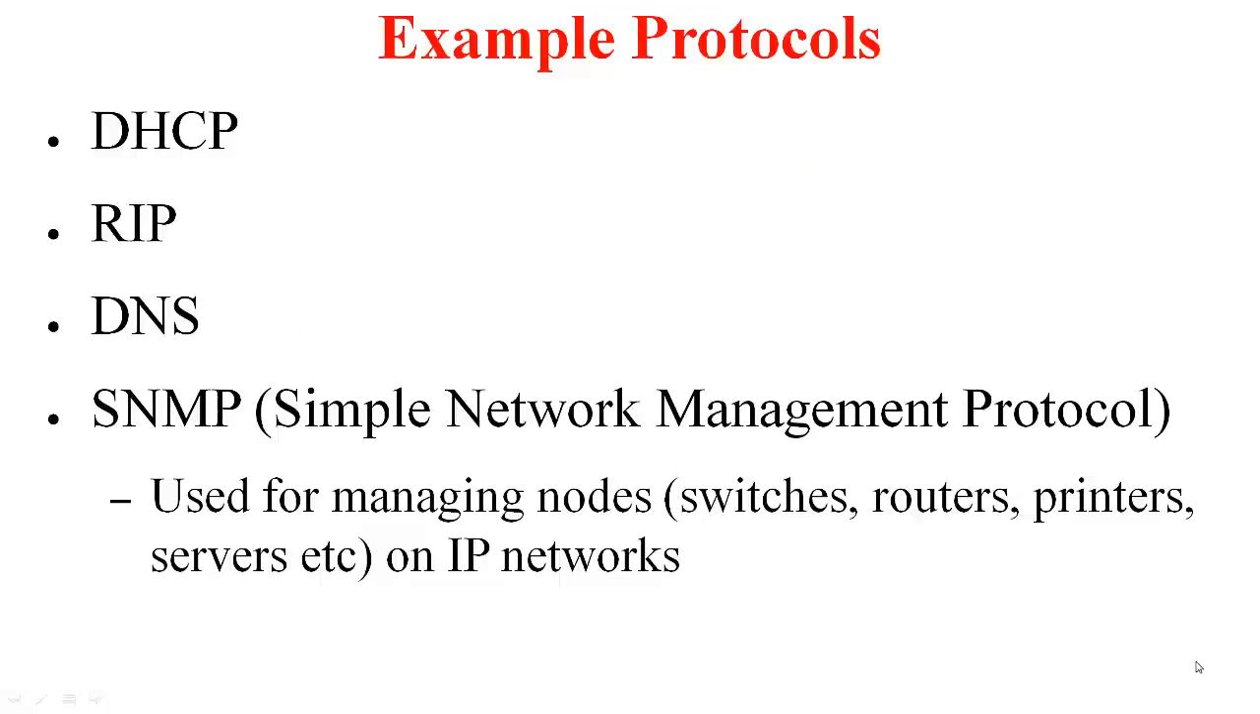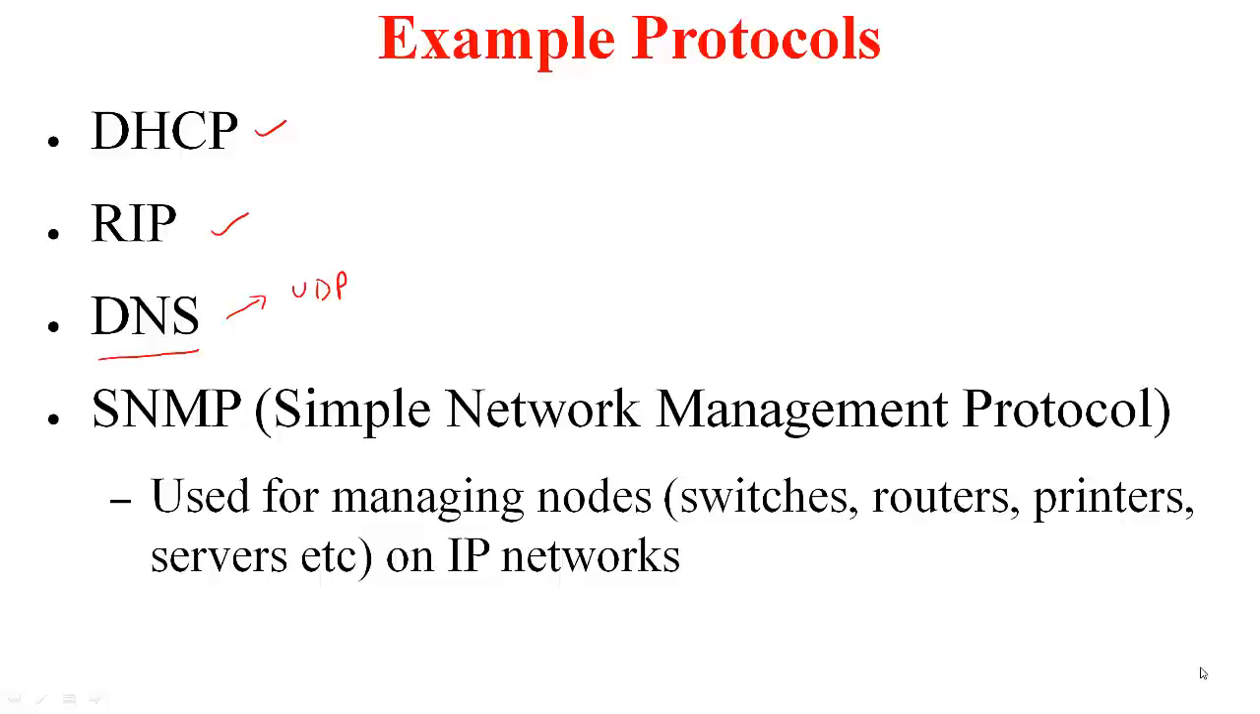So here are a few example protocols that make use of UDP. We have seen DHCP before. It relies on UDP. RIP is also a protocol that uses UDP. We didn't cover domain name service; we will see more of this later. This also uses UDP. SNMP, which stands for Simple Network Management Protocol, also uses UDP.